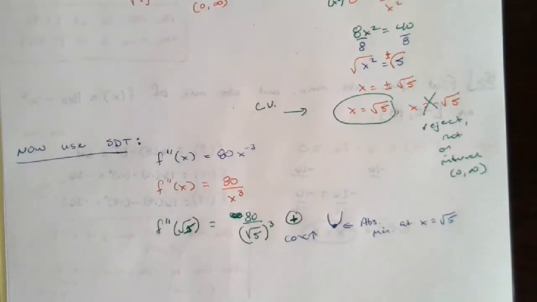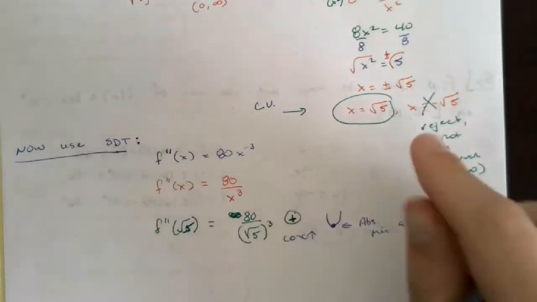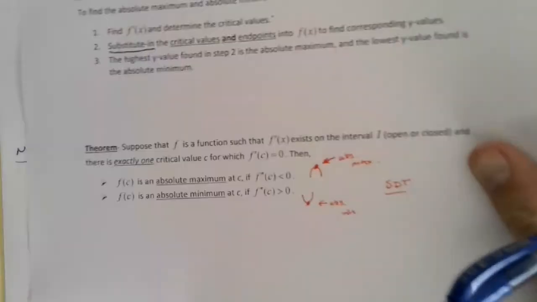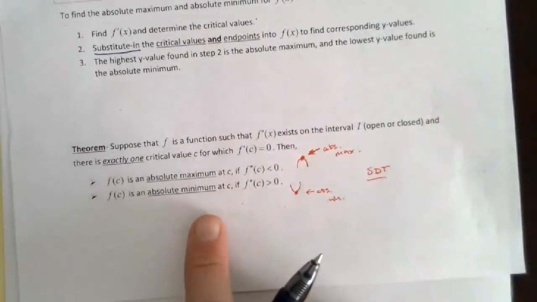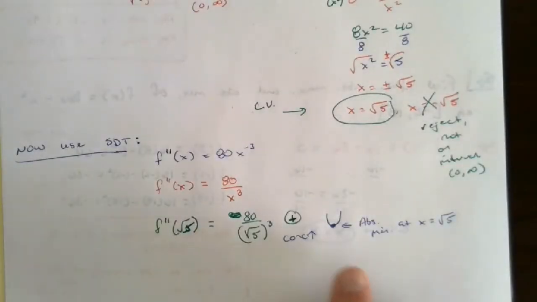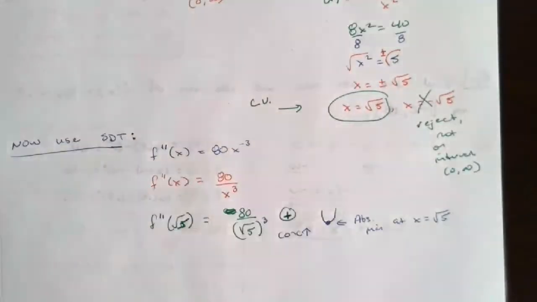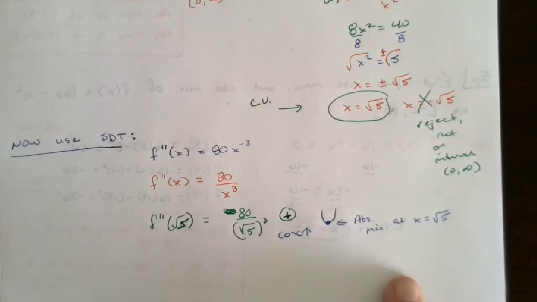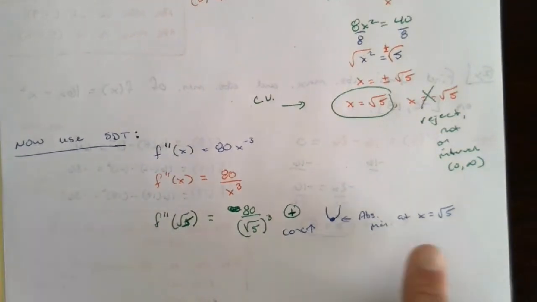Alright, so we have an absolute minimum there because we had one critical value on an open interval. It tells you that if you have one critical value on an open interval, it's either the absolute max or the absolute minimum. In this case, it was a minimum. It's absolute because it was one critical value on that interval. And then make sure you remember, this is where the absolute min occurs, at the square root of 5.